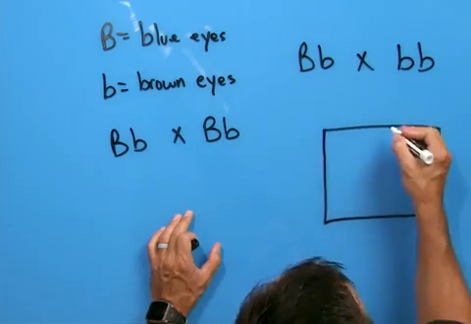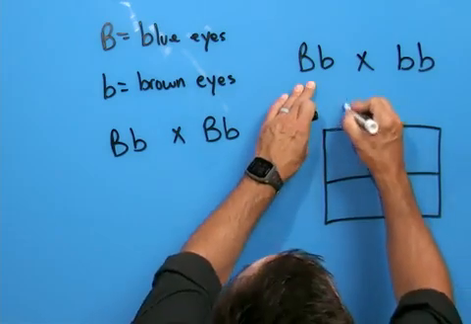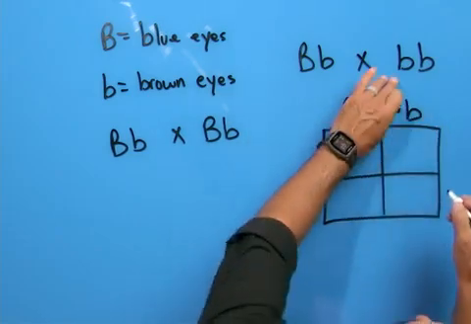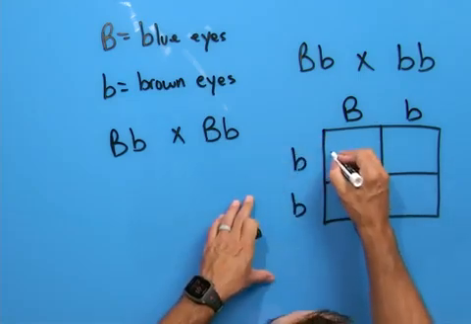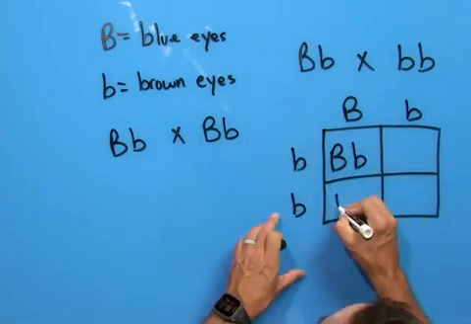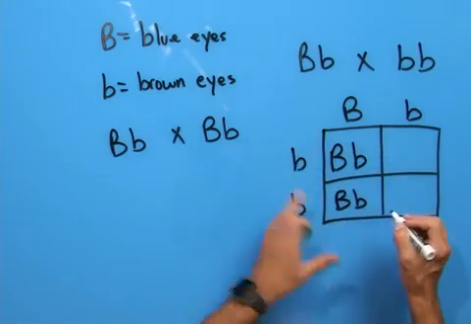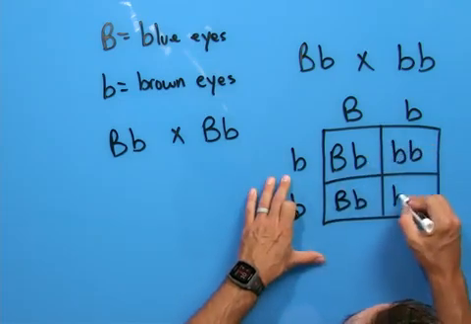So we'll draw our square. We're going to take the first parent that's listed and put them up at the top. The second parent, we're going to put them on the side and then complete our square. And notice that I'm always putting the capital letter first. If you ever have a capital letter, you always want to put it first. It's just how we write genotypes. Then over here, our little b's would be grouped together.